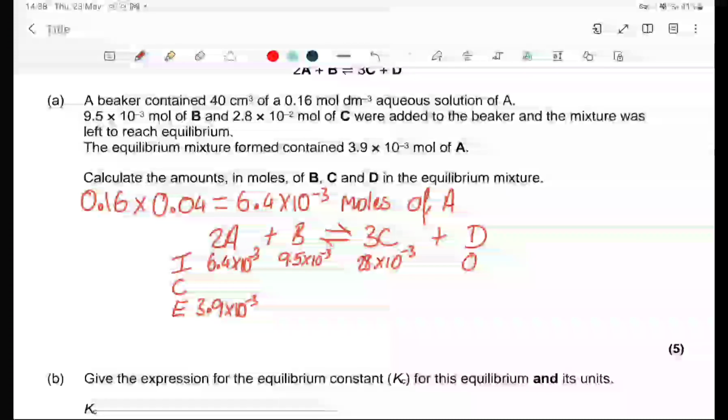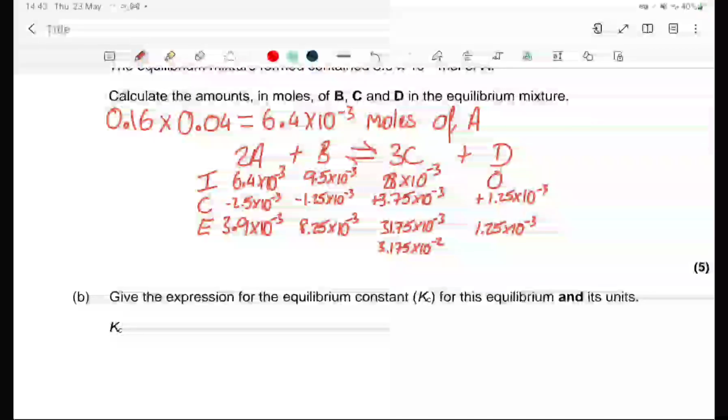And since we know the number of moles at equilibrium, we can work out the change. So the difference between 6.4 times 10 to the minus 3 and 3.9 times 10 to the minus 3 is minus 2.5 times 10 to the minus 3. So, if A went down by 2.5 times 10 to the minus 3, B would have gone down by half that much. C will have gone up by 1.5 times that much. And D will have gone up by the same amount that B went down.